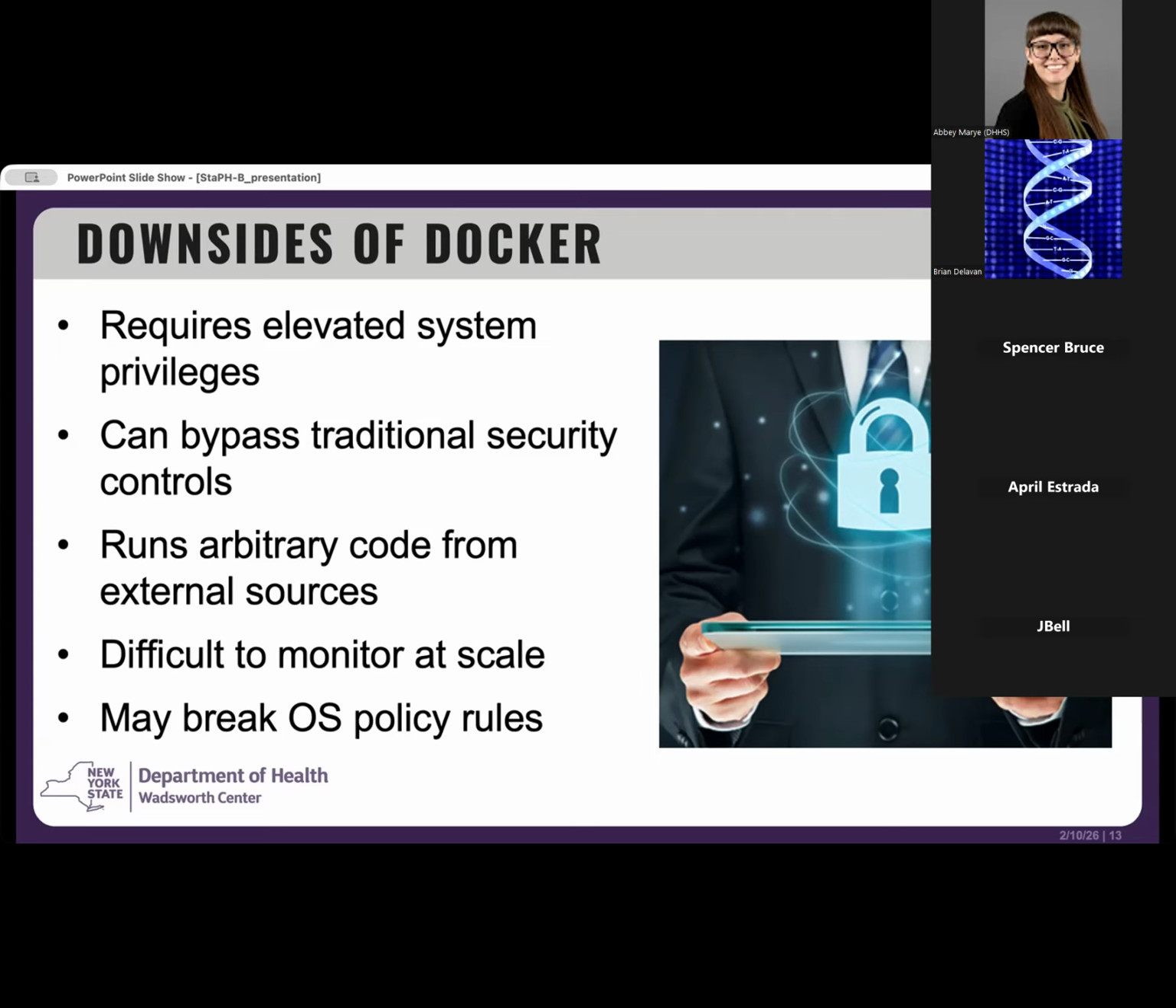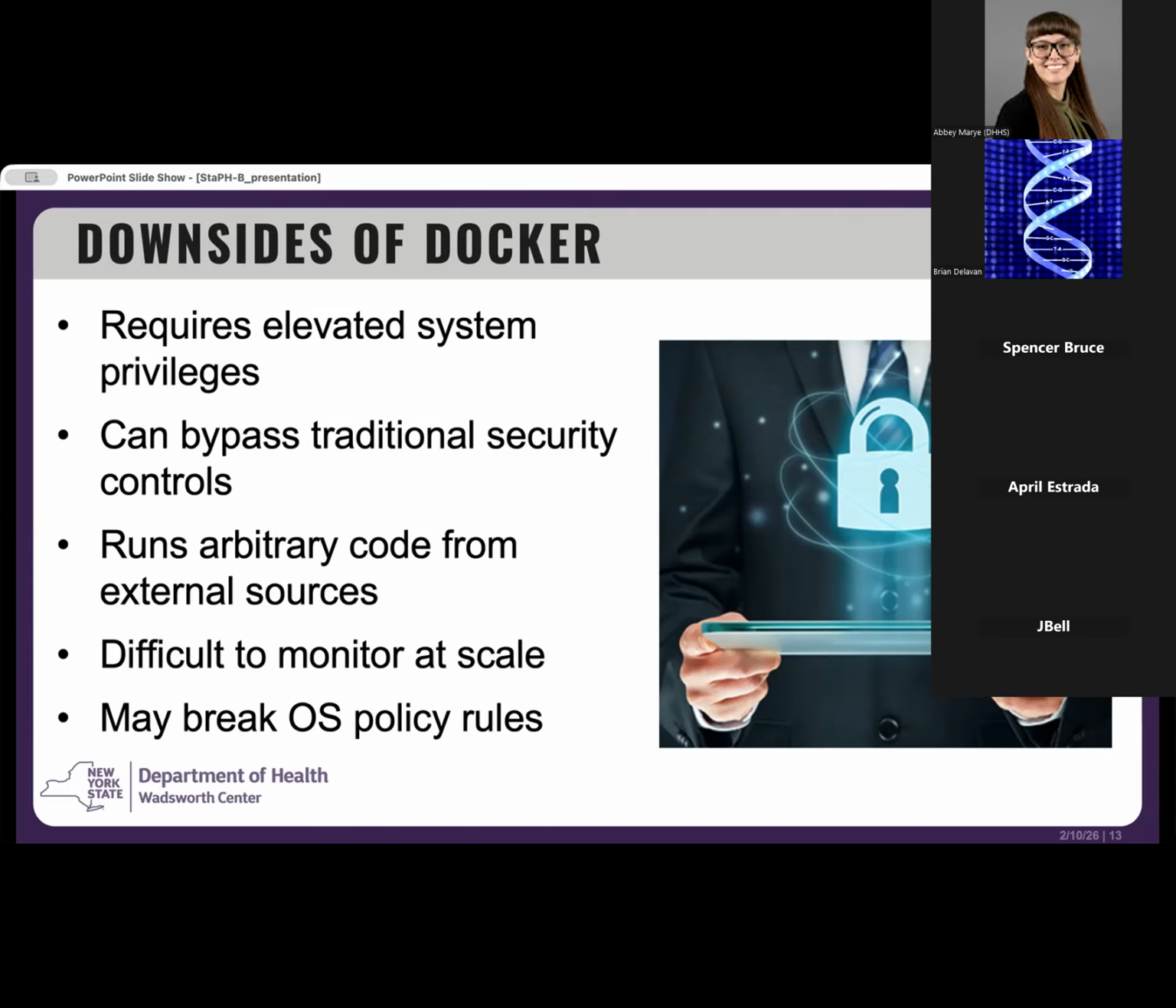Another concern is that Docker commonly pulls images from external registries, right? Like StaPH-B. So that means arbitrary code can be introduced into an environment unless there are strong controls around image source and validation. And many IT departments now have tools to scan or look to places like Quay.io to see the security vulnerabilities within these containers.